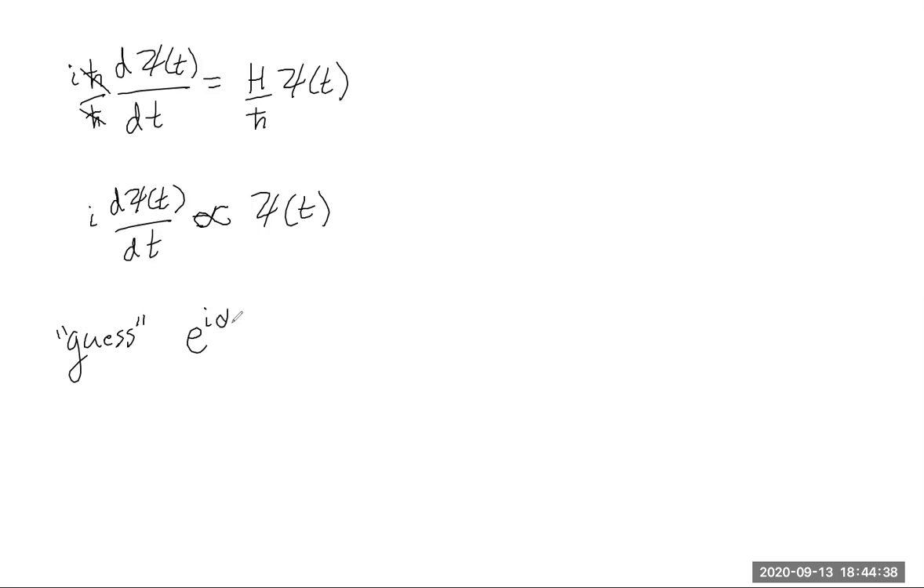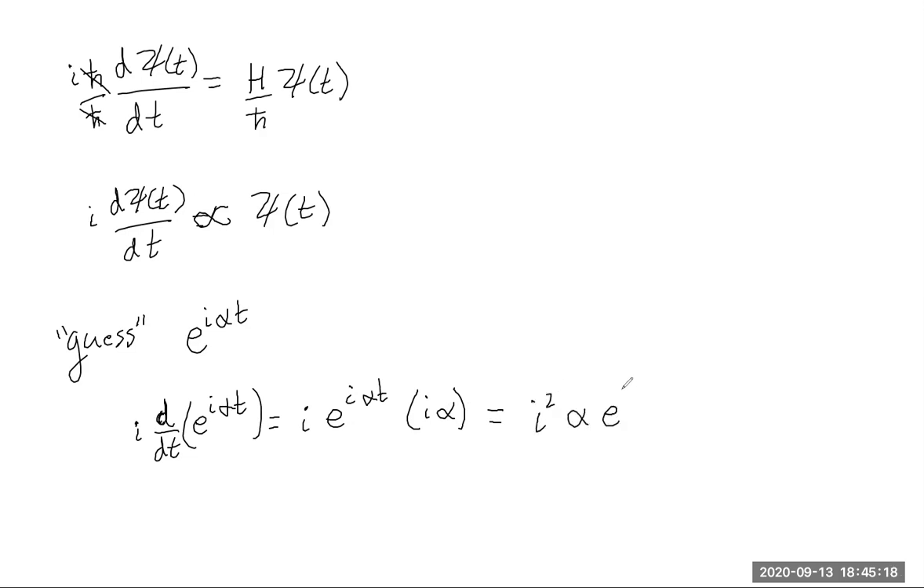Let's look at the function e to the i alpha t. Let's look at the derivative with respect to time of e to the i alpha t. So this is equal to i times e to the i alpha t times the derivative of the stuff inside. i times i is -1. This is i squared alpha e to the i alpha t, or minus alpha e to the i alpha t.